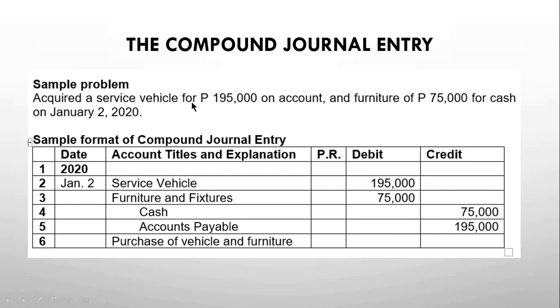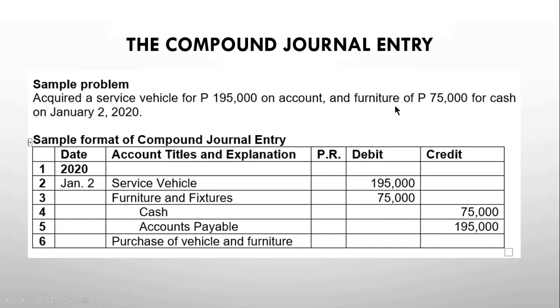Pero sabi dito that the 195,000 is on account, meaning hindi niya binayaran for cash. So, because of this, lalaki yung accounts payable niya. May obligation siya to pay the 195,000 because it is a payment for the service vehicle acquired on account. So, inutang niya. So, lalaki yung payable niya. O, accounts payable is a liability, and liability has a normal credit balance. So, if we wish to increase a liability, we credit the liability account. That's a credit to accounts payable for 195,000.